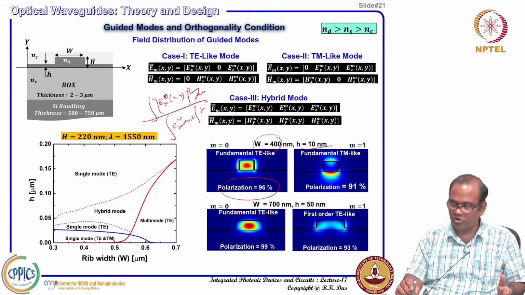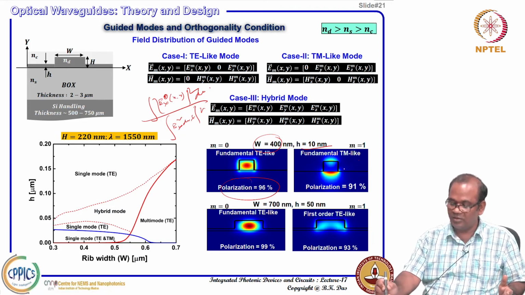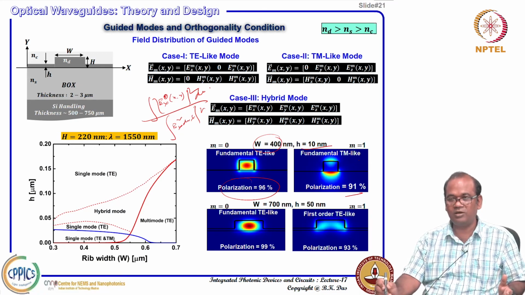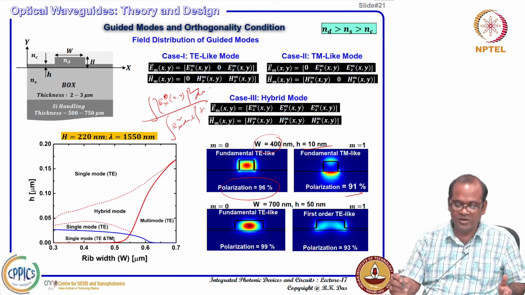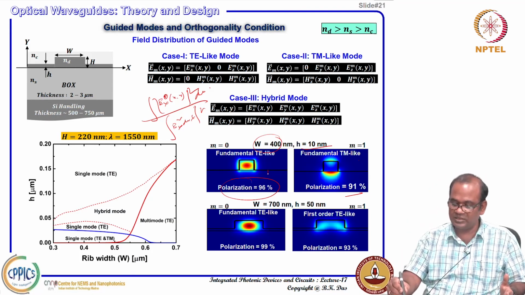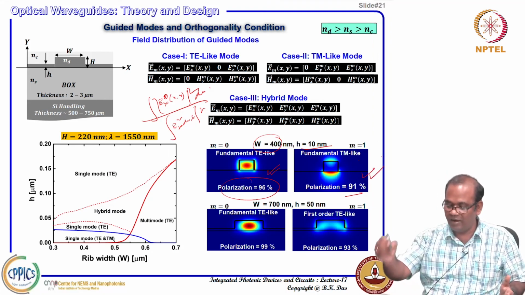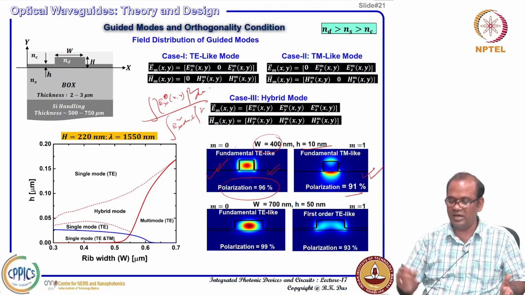And if you solve for the higher order mode, that is m equal to 1, then you get a TM-like mode, meaning the Ey component fraction is 91%. That means the electric field will be dominating in the y direction, and in the other case the electric field dominates in the x direction. So this one I call a TM-like mode, and the other a TE-like mode.